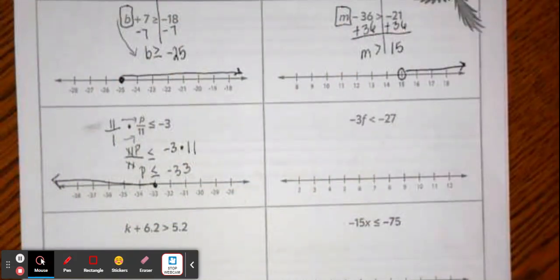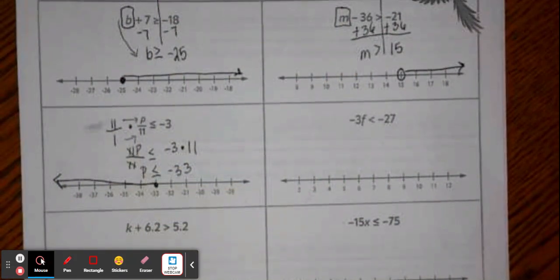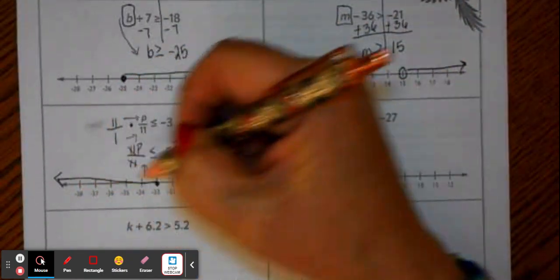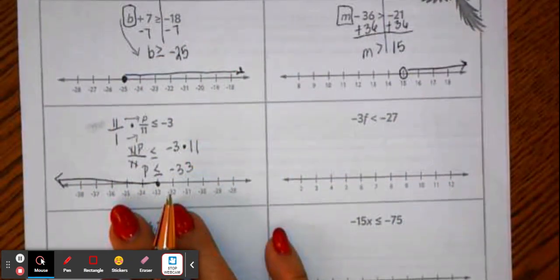So all those numbers need to be smaller. So negative 34 is smaller than negative 33. Negative 38 is smaller than negative 33. So I'm in the right direction.